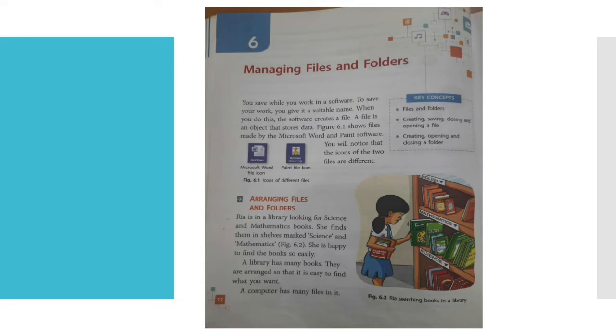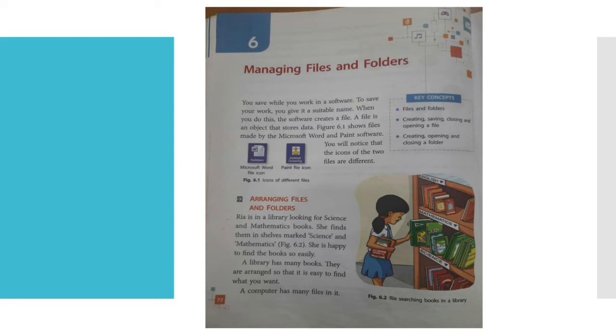Down, see now how the girl is standing and she is arranging her books, all English books in a separate top, and the maths in the middle, where the science in the down. Arya in a library is looking for a science and maths book. She finds them marked science and maths. She is very happy to find the book so easily. So if it is labeled there, we can pick up the science book or maths book.